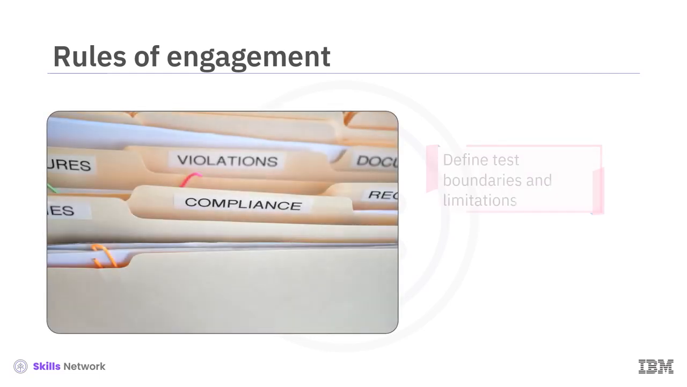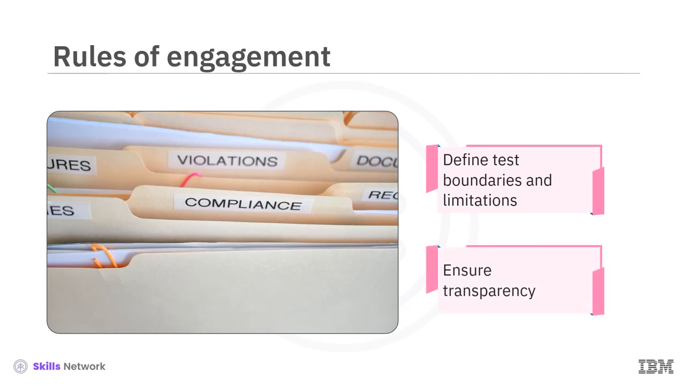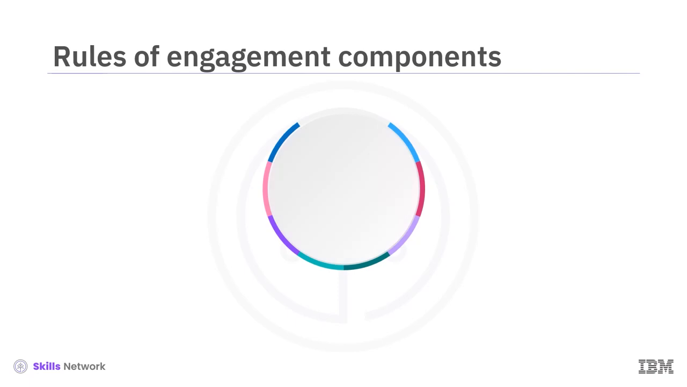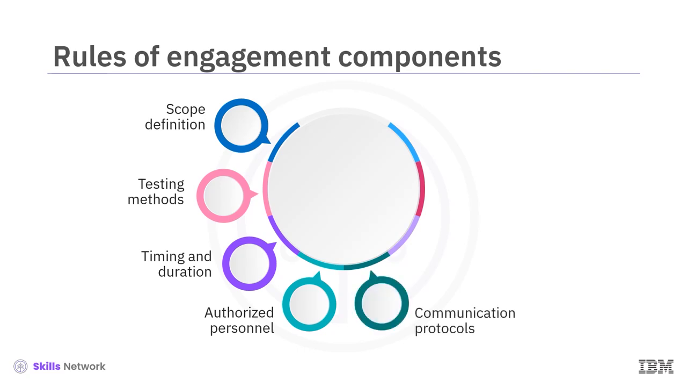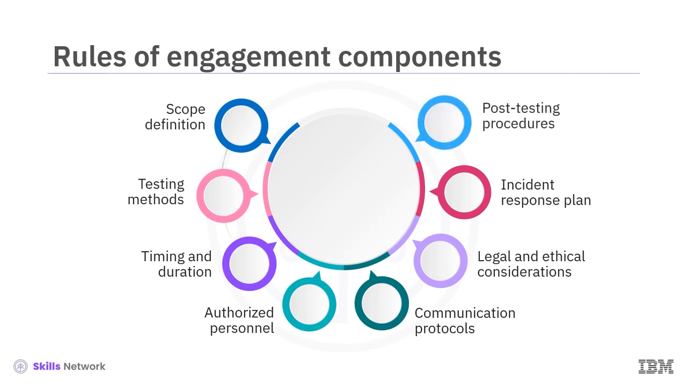The rules of engagement define the boundaries and limitations of a pen test, outlining what actions are allowed and prohibited. Establishing clear rules of engagement is vital to ensure transparency and prevent misunderstandings between testers and the organization. By setting clear expectations, organizations can ensure that the pen testers operate within legal and ethical boundaries. The rules of engagement have 8 components: scope definition, testing methods, timing and duration, authorized personnel, communication protocols, legal and ethical considerations, incident response plan, and post-testing procedures.